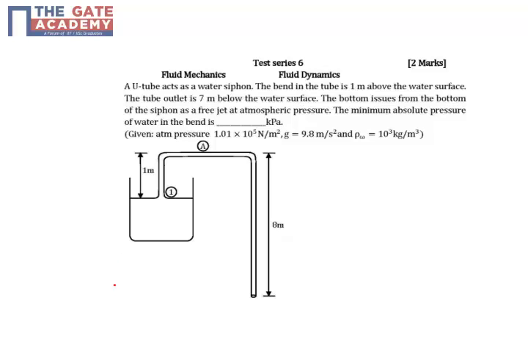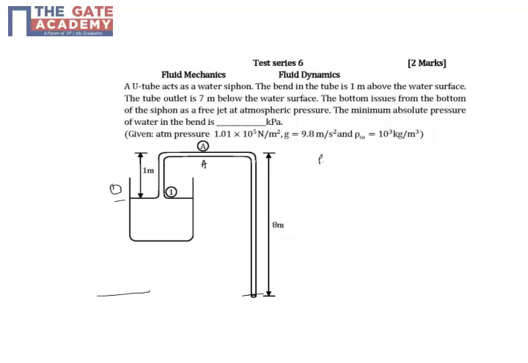Let's discuss a question from fluid mechanics. So basically you have a siphon and we need to find the minimum absolute pressure happening at the siphon. First, we apply Bernoulli's equation between 1 and A, the location where we get the minimum pressure, and see what happens.